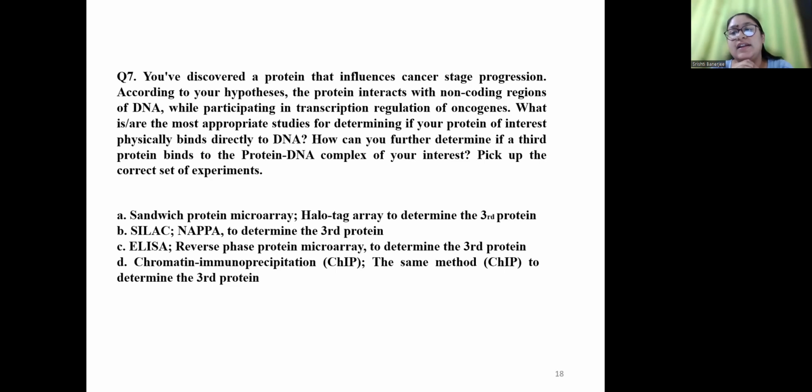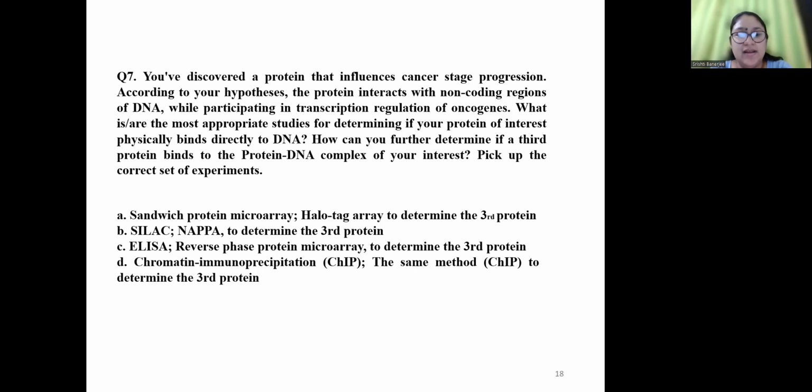But here they're talking about cancer stage progression that will mostly come from the protein DNA complex. There are two components here, that is protein and DNA. So that is not detectable in case of SILAC. That will not be detected because it's only protein. So SILAC cannot be done.